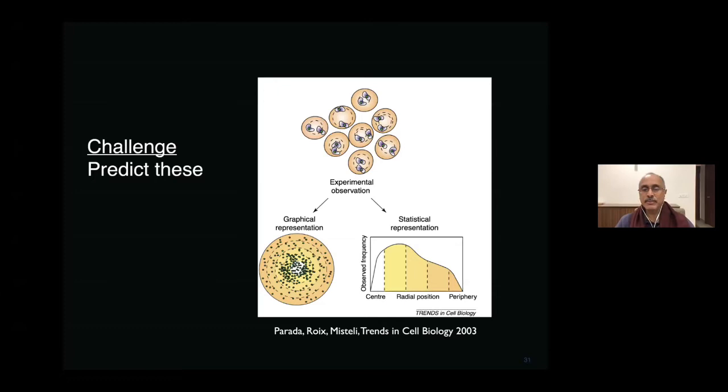So the challenge would be to predict this. Take a whole bunch of nuclei, look at the distributions, make a graphical representation of where the DNA associated with each chromosome is, convert that to a statistical representation by averaging over all of these data. And as you move from the center to the periphery, you plot the same sort of histogram that I showed you. And the observed frequency is the fraction of time that you will see a little piece of DNA of chromosome 1 or 13 or 15 in a certain box at a particular radial position. And the shape of this curve is going to be something that experiment can dictate to us, but is a challenge to theory to predict.